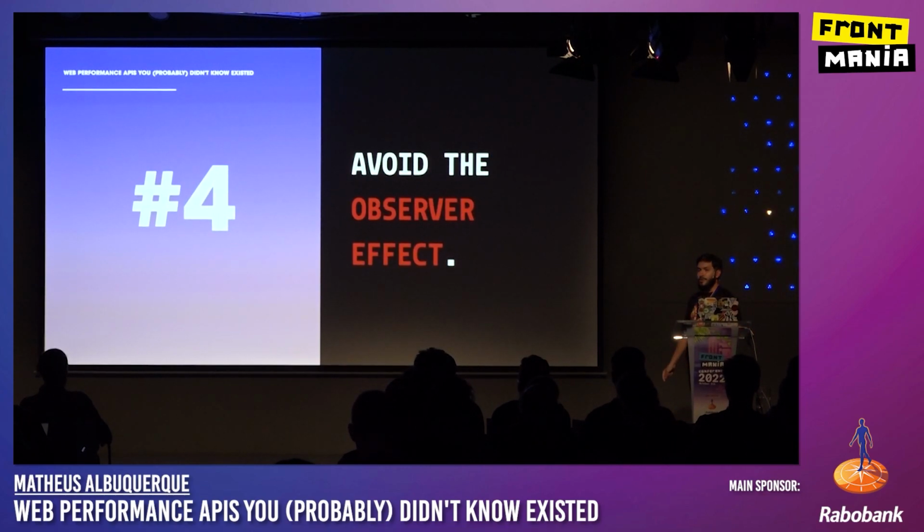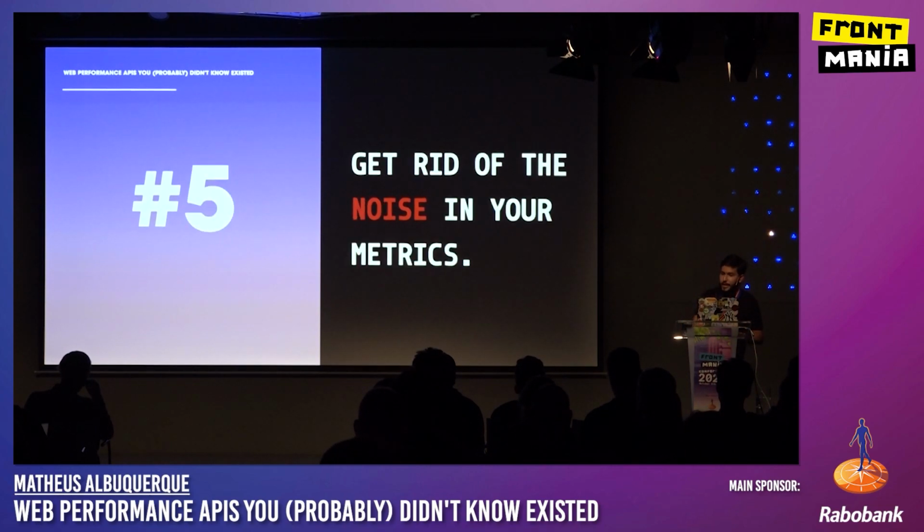Another thing is to avoid the observer effect. We tend to see a lot of cool metrics and start gathering them to the point that just by collecting a lot of metrics, we are actually making performance poorer because we have a lot of code to collect those metrics. So it's important that we balance that, and that we get rid of the noise. When we start tracking real users, we will also have bots, so it's important that we filter them out of our metrics.